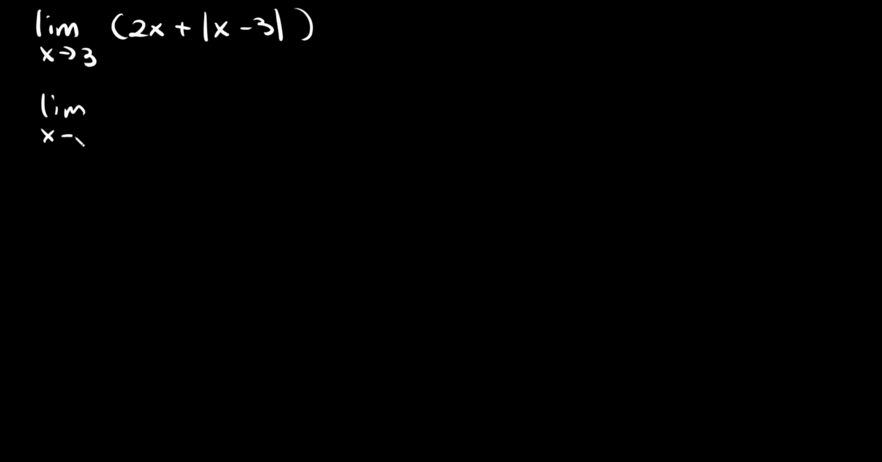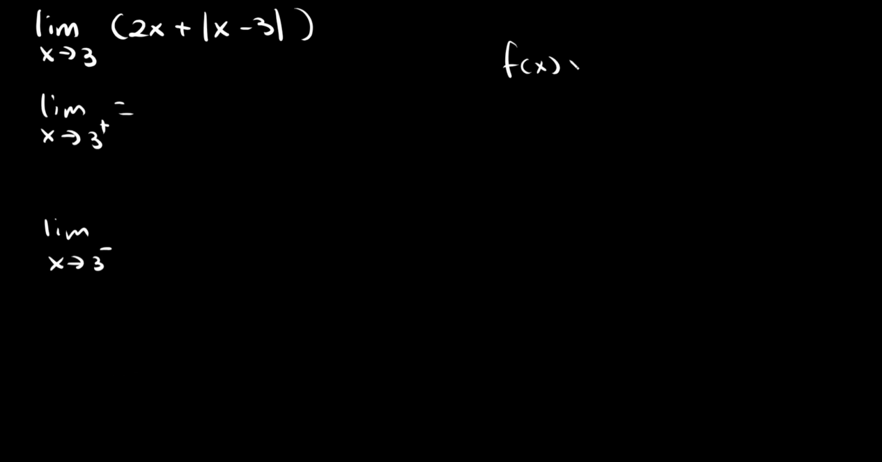So the first question I'm gonna ask is the limit as x approaches 3 of 2x plus the absolute value of x minus 3, and we close the parenthesis. So what I'm saying here is, I want to find the limit as x approaches from the right, and I want to find my limit when x approaches from the left. So let's start first by finding the function when x approaches 3 from the right.